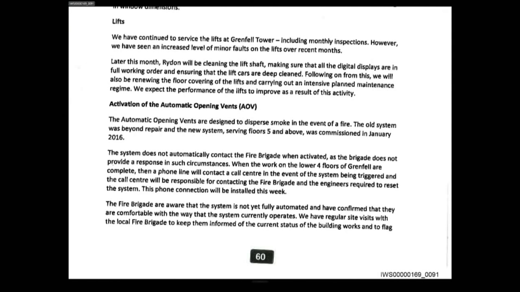Now, that is what was being said in this email, and I should just have indicated that the date of this email, if you go to the top, is 18th of April 2016, so 10 days before your visit. My question is, were you aware, either at the time of your visit or after that, that, as is said here, the fire brigade have confirmed that they are comfortable with the way the system currently operates? I had no knowledge of that.